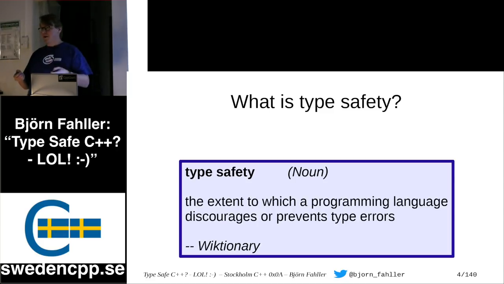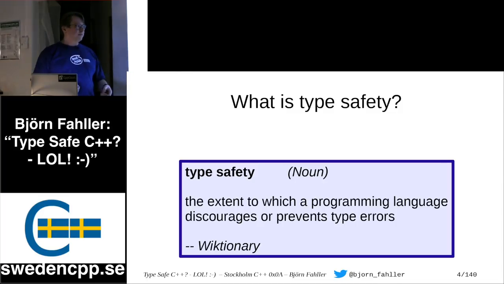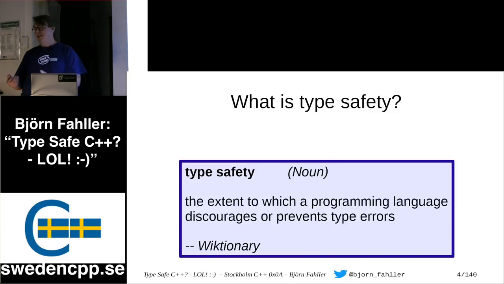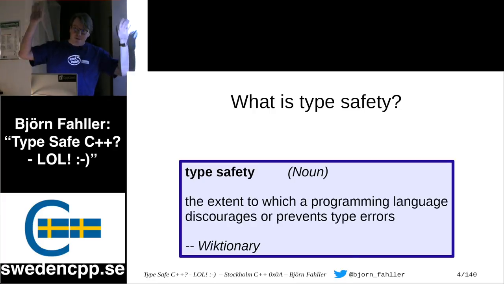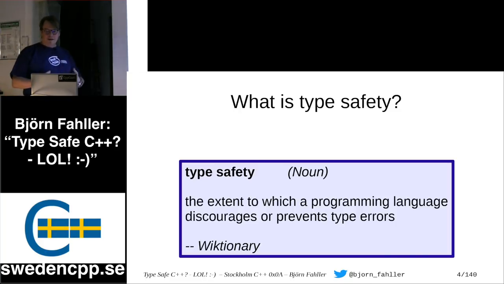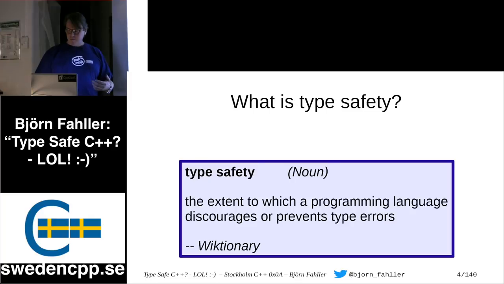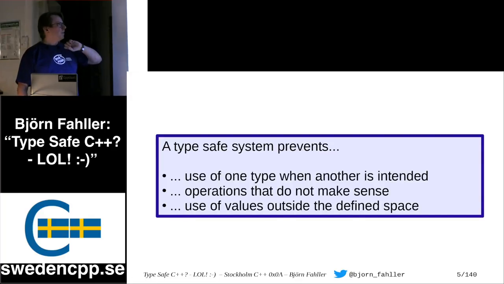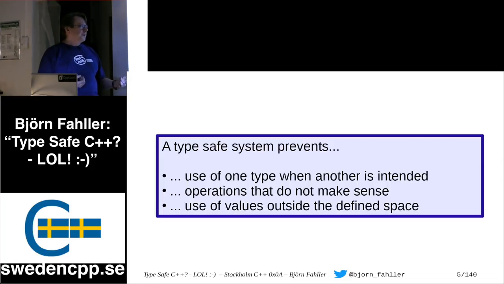I guess in C++, since we can always do horrendous type punning via void stars, we can forget about prevent. But we can talk about discourages, saying that if we can achieve some mechanism by which it is difficult to get types wrong by mistake. But sure, if you want to go via void pointer, all bets are off. But then I think we can say that something is type safe. My take on this is, we can say that a type-safe system prevents or discourages use of one type when another is intended. I guess that's what you were aiming for. Prevents or discourages operations that don't make sense.